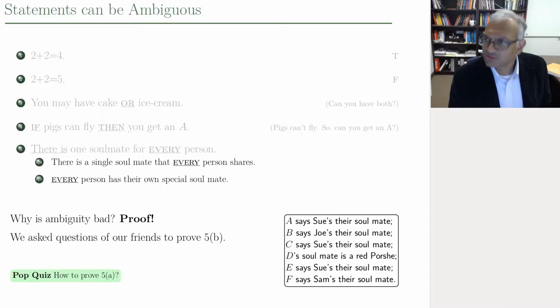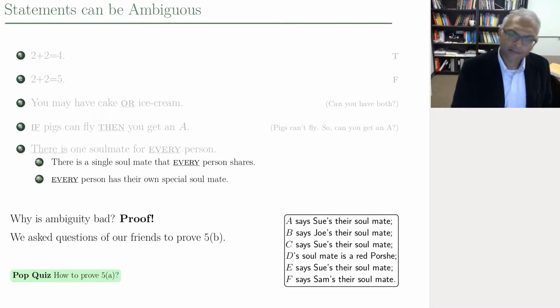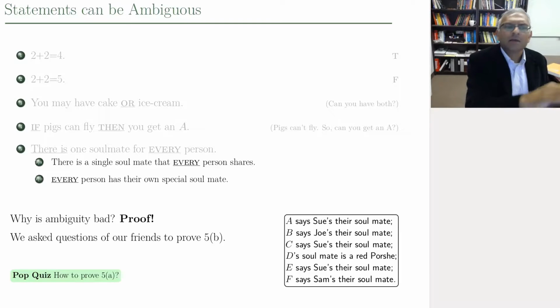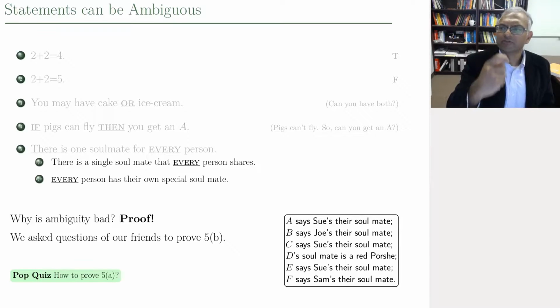We might ask C, is Joe a soulmate? C says yes. We might ask D. D says yes. E says yes. F says yes. If all of them agree, then we found Joe as a single soulmate for everyone, and we've proved 5a, but not everyone might agree. Then we go back to A and ask for another soulmate, and this process goes on. It's very hard to prove 5a. And in mathematics, statements like 5a are equally hard to prove. Statements like 5b are equally easy to prove. And so it's very important to know what the meaning of a statement is precisely before we try to prove it.